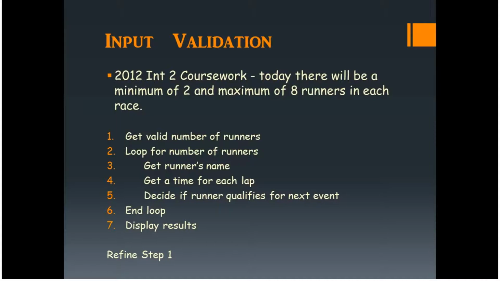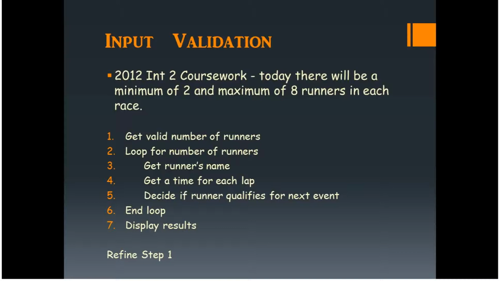So, let's have a wee look at the 2012 coursework. It was about runners. So basically there was a minimum of 2 runners and a maximum of 8 runners in a race. So step 1 there says get valid number of runners. 2, 3, 4, 5, 6 and 7 at this point is a little bit irrelevant, but it's just to show you what it looks like in a top level algorithm. So step 1, get valid number of runners. Minimum 2, maximum 8. So I can enter either 2, 3, 4, 5, 6, 7 or 8. Can't enter anything else. If I do, I want an error.